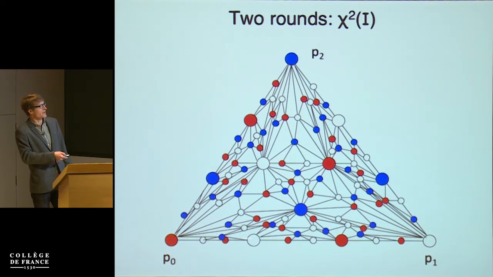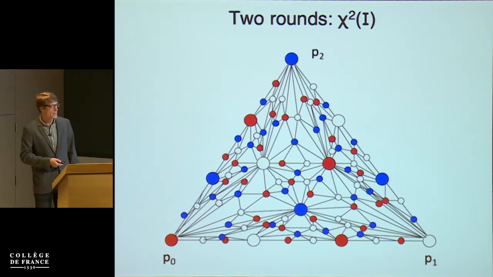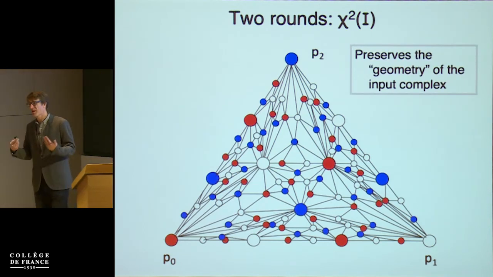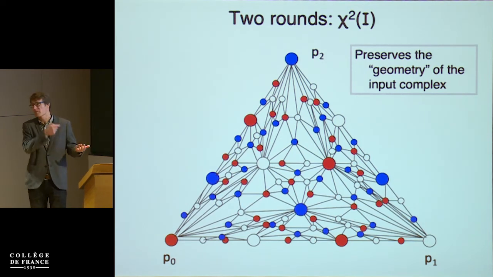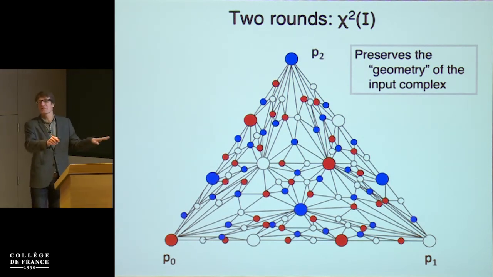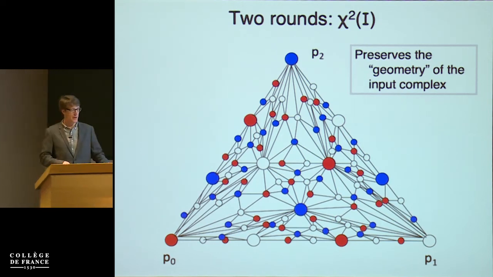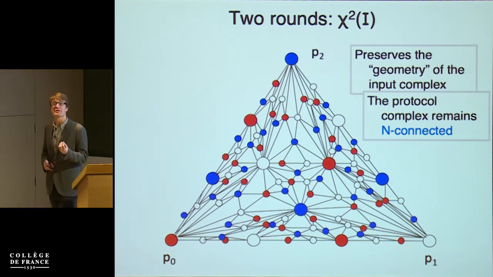If you see, for example, this boundary here is like what we saw before for P0 and P1. So I have something which is a subdivision, and by definition, a subdivision is something which preserves the geometry of the original complex. And for us, the original complex is just one simplex. So geometrically, if you embed it in space, it has exactly the same shape. It's the same triangle. And in particular, it preserves the connectivity properties.